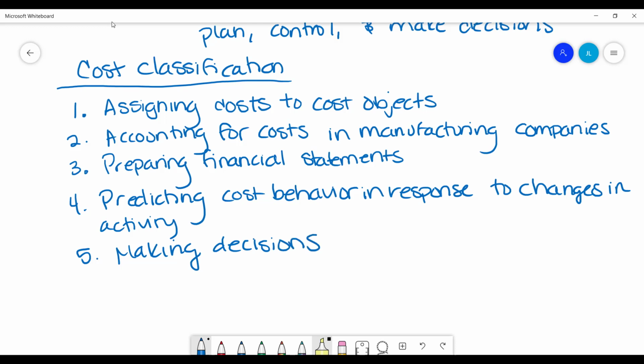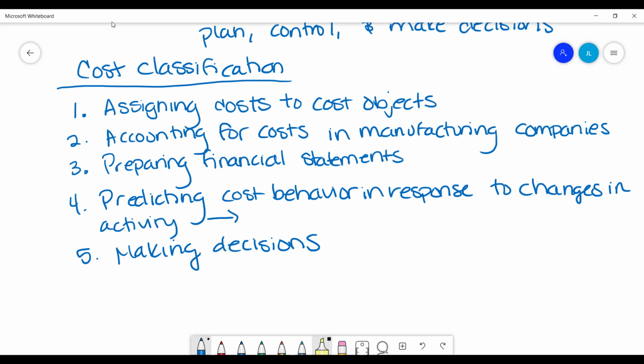So why would we need to classify costs in different ways? These are 5 reasons. The first is to be able to assign costs to different cost objects. We need to be able to account for costs when we're looking at a manufacturing company. When it comes to financial statements, costs have to be classified in a specific way for us to even begin setting up a financial statement. We also, when we're looking at cost behavior, need to be able to classify costs into their 3 main categories for this class, which we'll get to in a second.